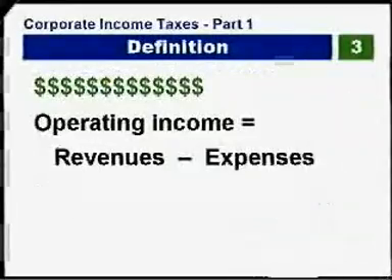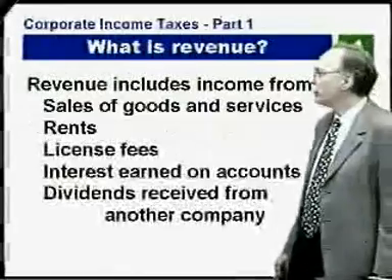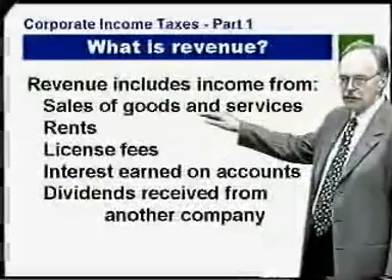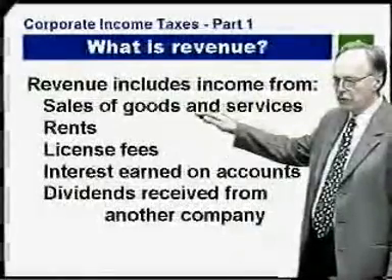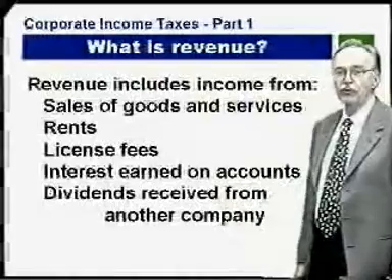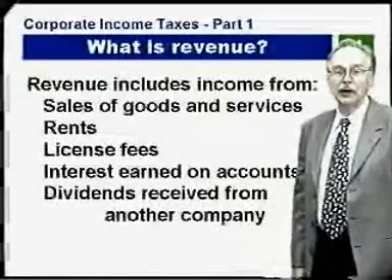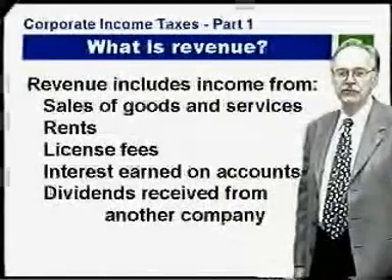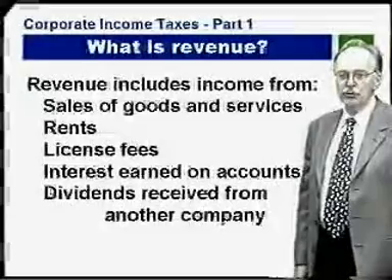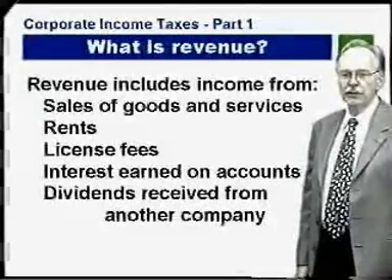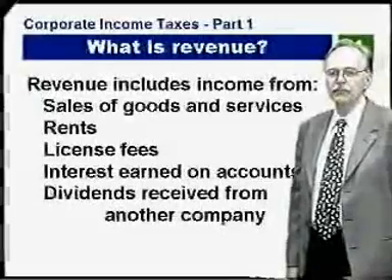Here we define operating income to be the difference between revenues and expenses. So let's see which elements are included in revenues and which ones are allowed as expenses. First we have revenues from goods and services. That's the primary revenue generator for manufacturing companies. We may also have revenue from rents, renting property or renting buildings and so forth. If you're a high technology firm, then you might generate revenue from license fees for patents. Interest earned on accounts is also revenue, as well as dividends received from another company.